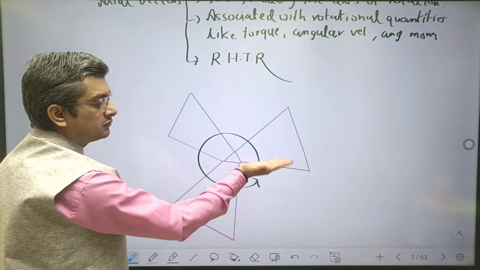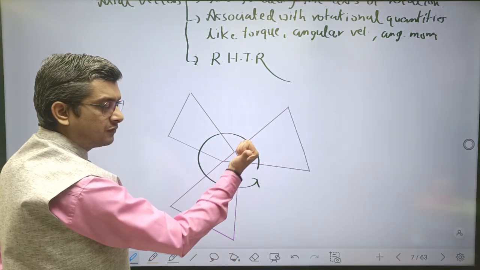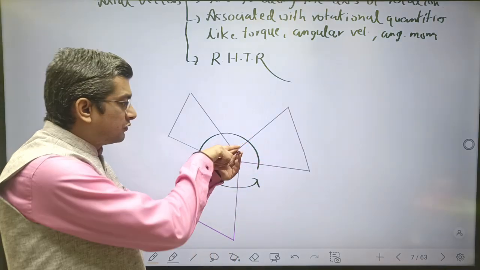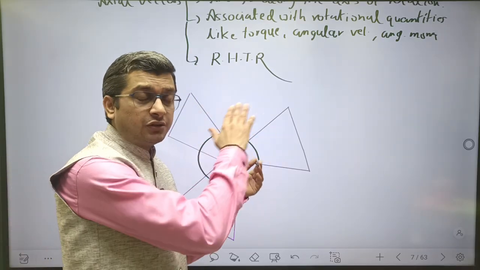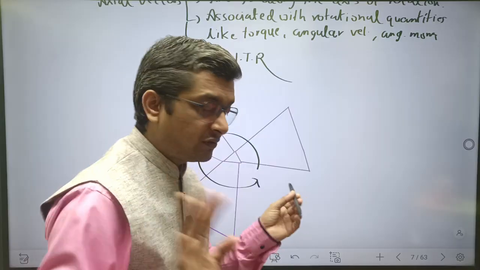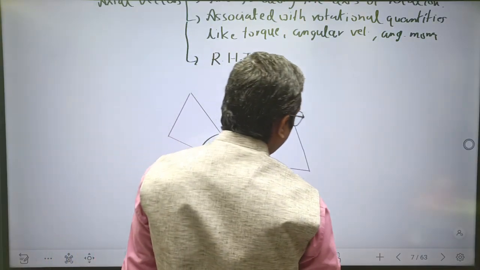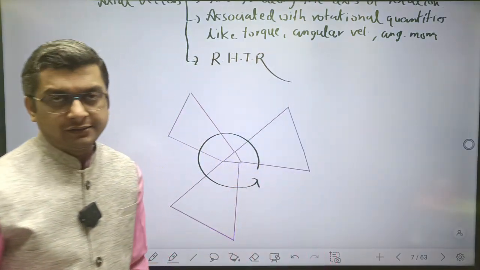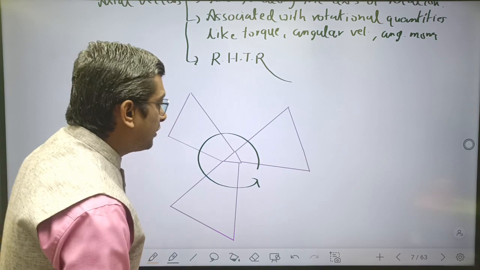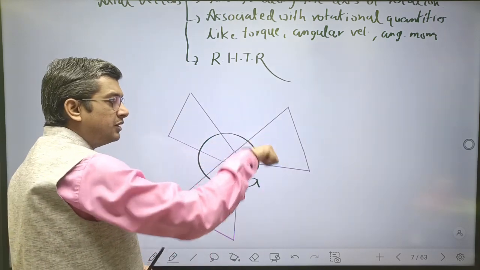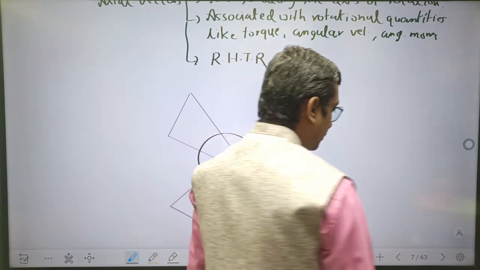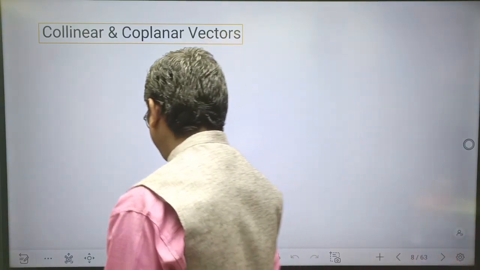So this stretched thumb gives the direction of angular velocity, which is perpendicular to the board and coming towards you. In this way, you can find the direction of these axial vectors. And if the blade was rotating the other way, then the direction will be into the board. So these are polar vectors and axial vectors.